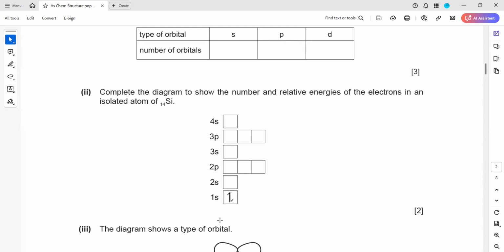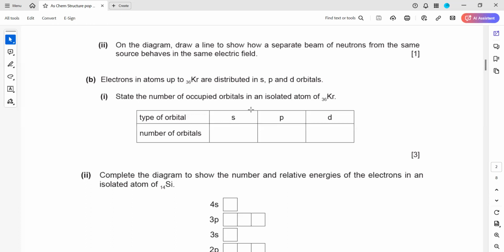B1. The electrons in an atom up to Kr 36 are distributed in s, p, and d orbitals. State the number of occupied orbitals in an isolated atom of Kr. When we say an isolated atom, you have to write the configuration for 36.